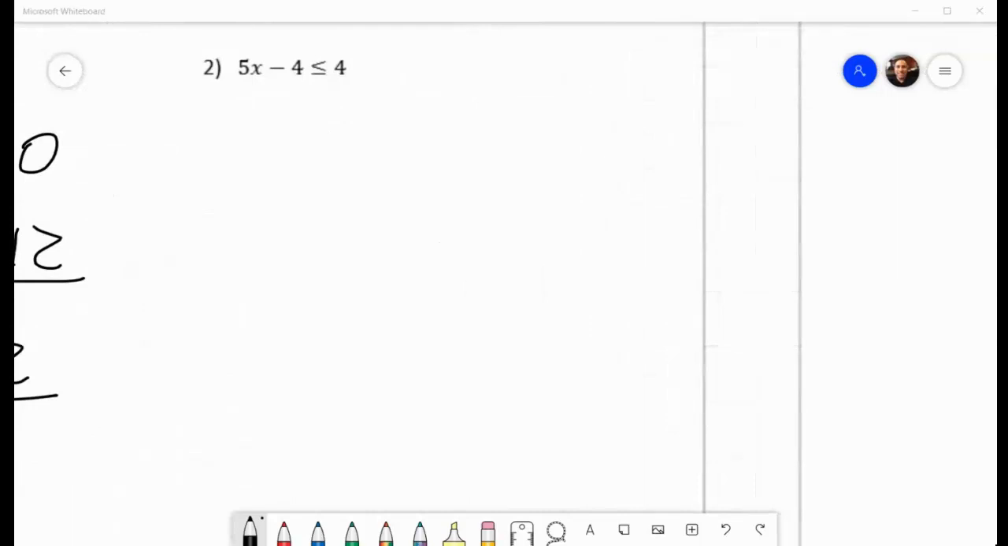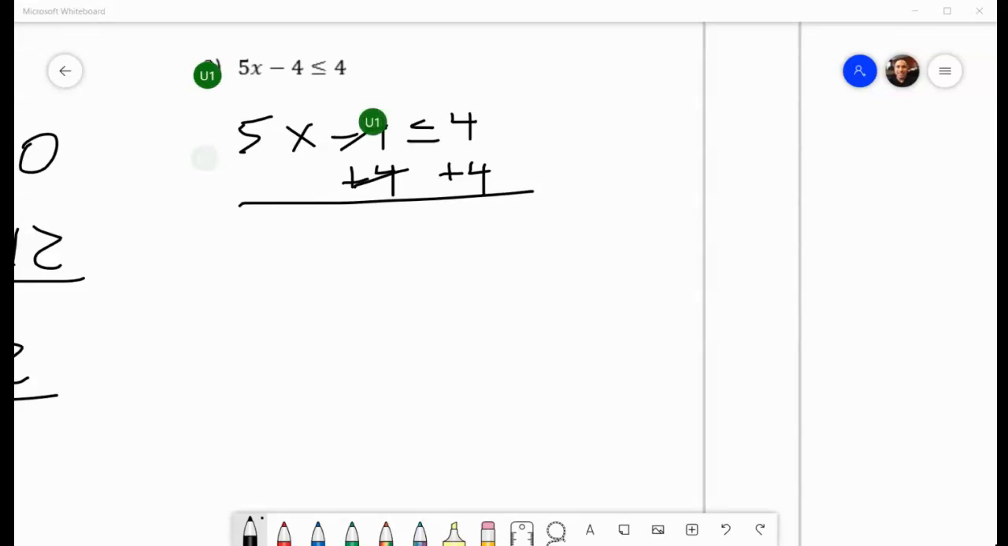Here we go. So for the next one, the 5x minus 4, let's do that one. Same idea, right? You want to get x all alone. So what we have then is this. Let's add 4 to each side. Adding 4 to both sides. Right, and what happens next? These 4's cancel. You get 5 times x less than or equal to 8.